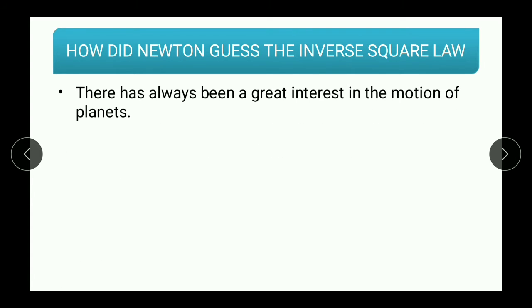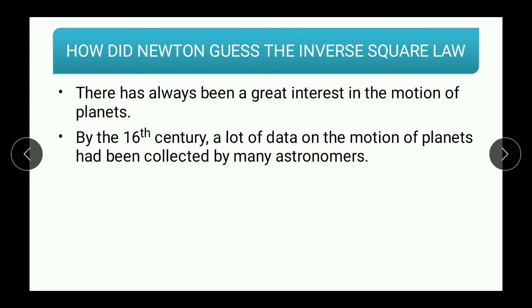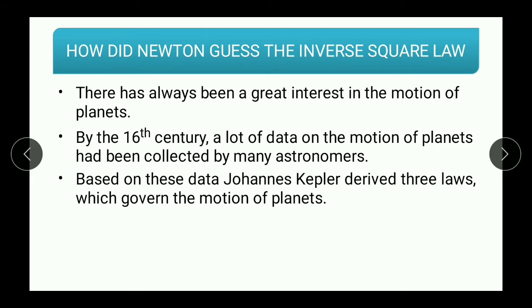So there has always been a great interest in the motion of planets. It was not only Newton who had this curiosity, but the scientists and observers before him also. They had a keen interest in this motion of the planets. By the 16th century, a lot of data on the motion of planets had been collected by many astronomers. And based on this data, Johannes Kepler derived 3 laws which govern the motion of planets.